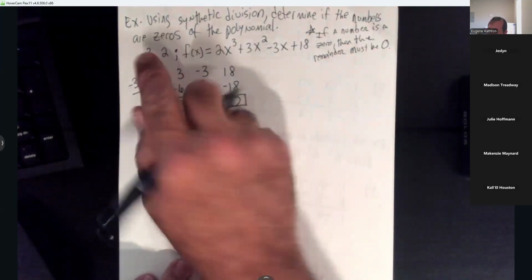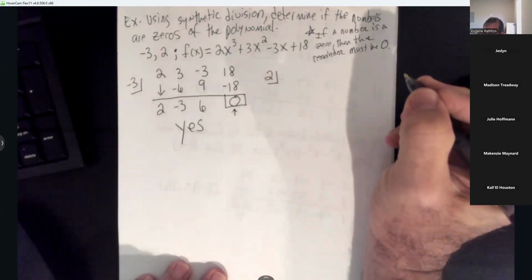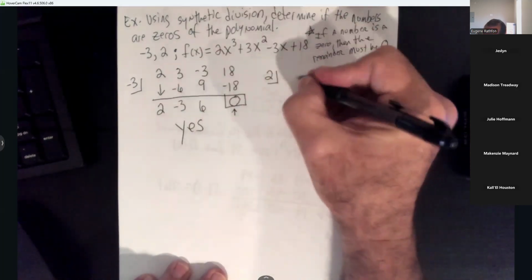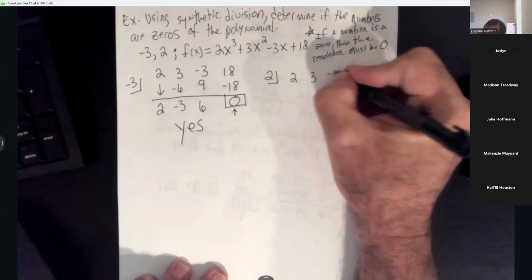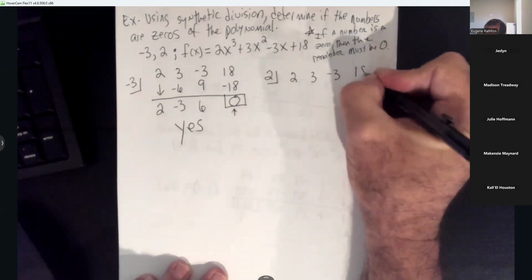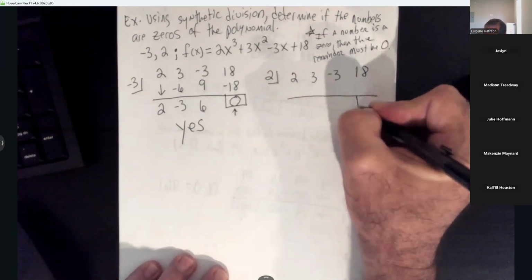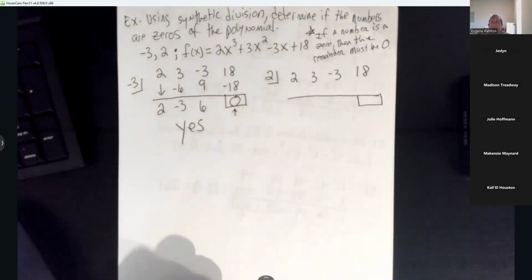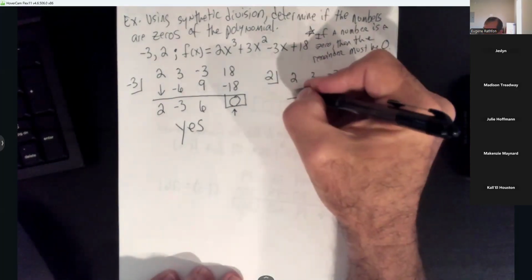All right, so let's try 2. So 2 is my next 0 I'm checking. My numbers are still the same. 2, 3, -3, and 18. I'm going to leave a little space and draw my line. All right, it's the same thing, right? Bring down the 2.